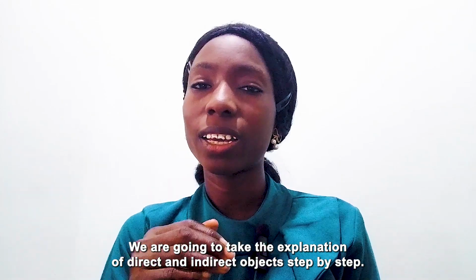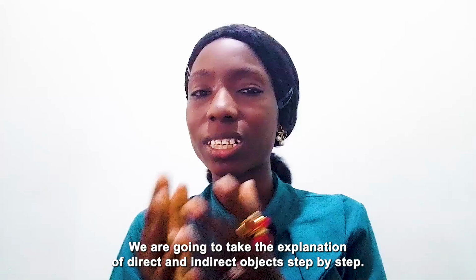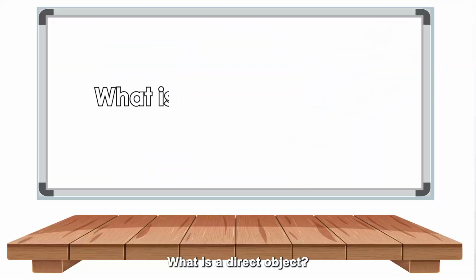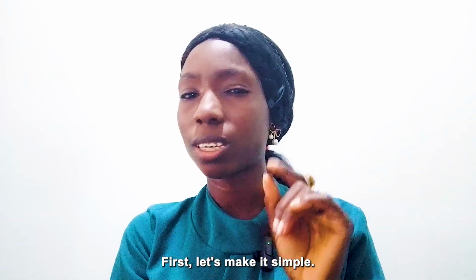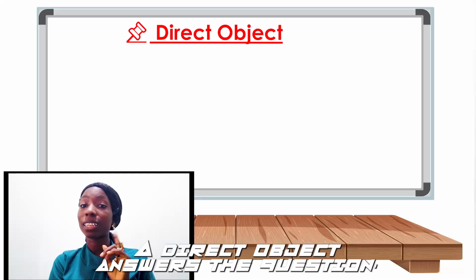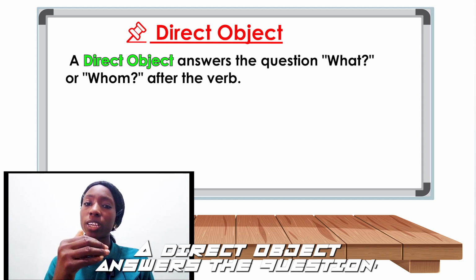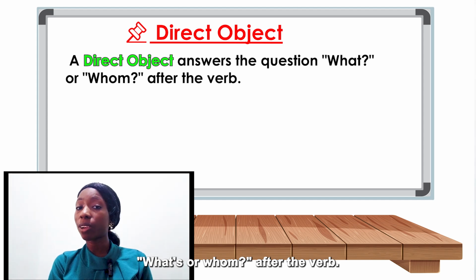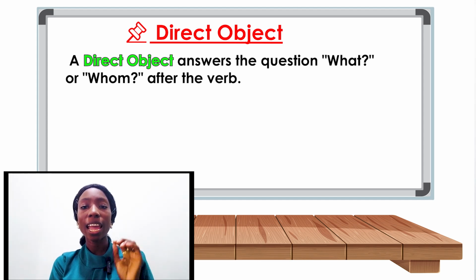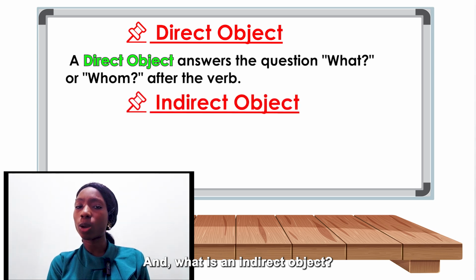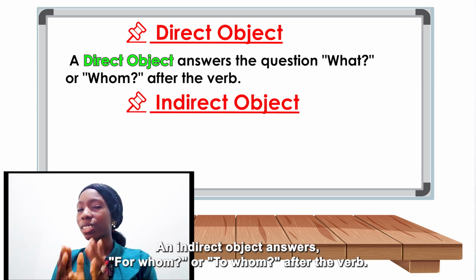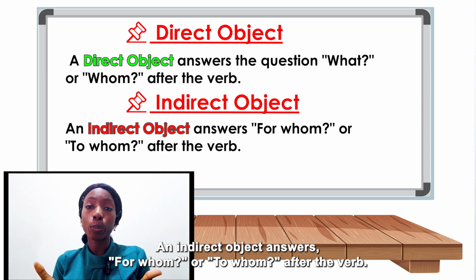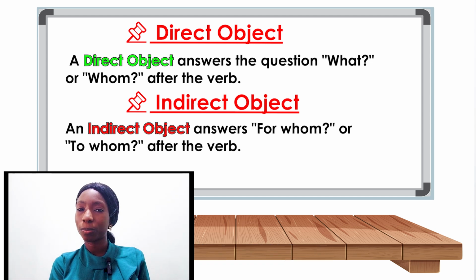We are going to take the explanation of direct and indirect objects step by step. What is a direct object? First, let's make it simple. A direct object answers the question what or whom after the verb. And what is an indirect object? An indirect object answers for whom or to whom after the verb.